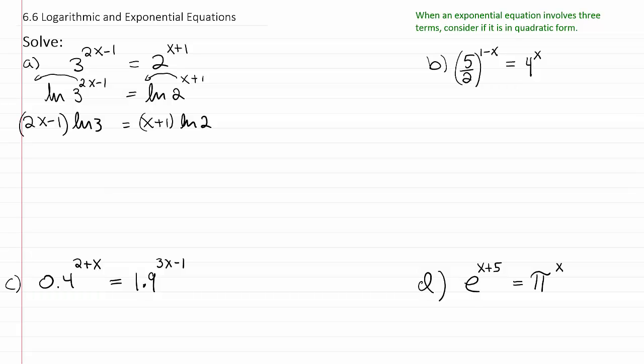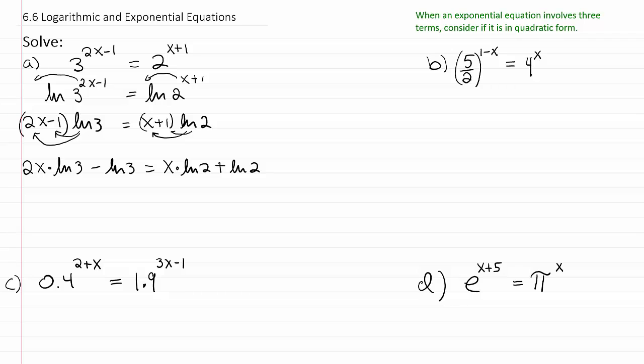Then from there, we're stuck distributing in the ln of 3 and the ln of 2 because we want to isolate the x, and the only way to separate it from those numbers is to basically remove the parentheses by distribution. So we're going to go ahead and do the distribution here. So it'll be 2x times ln of 3 minus 1 ln of 3 is equal to, here we'll have x times ln of 2 and then plus ln of 2.